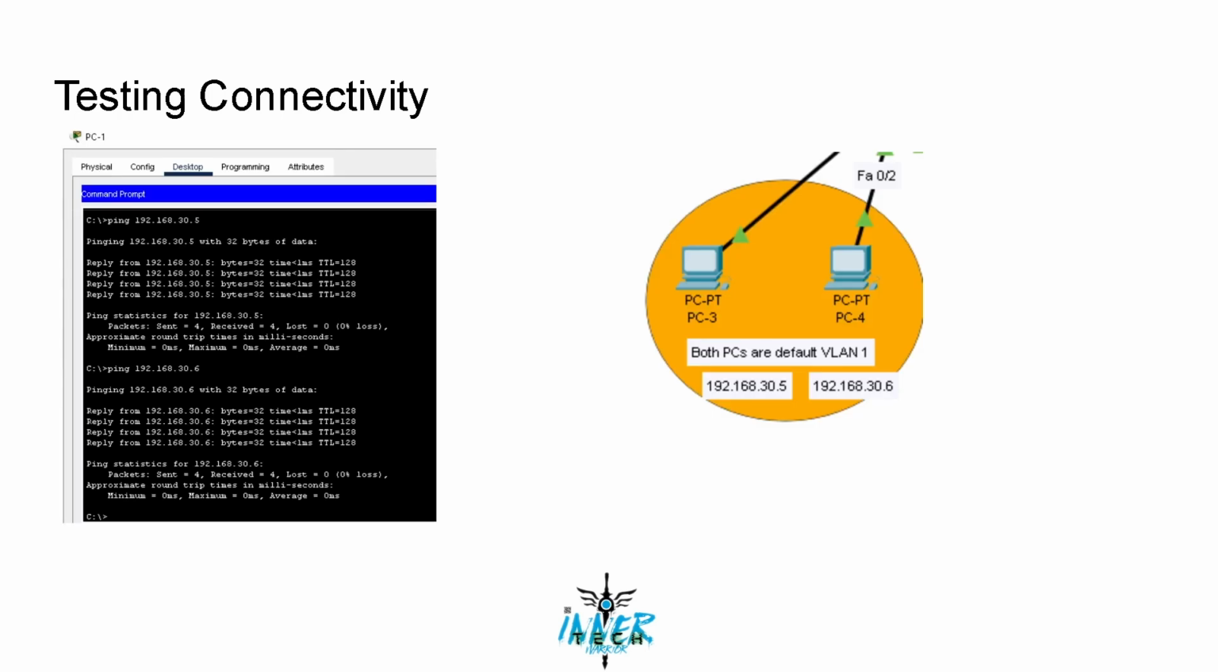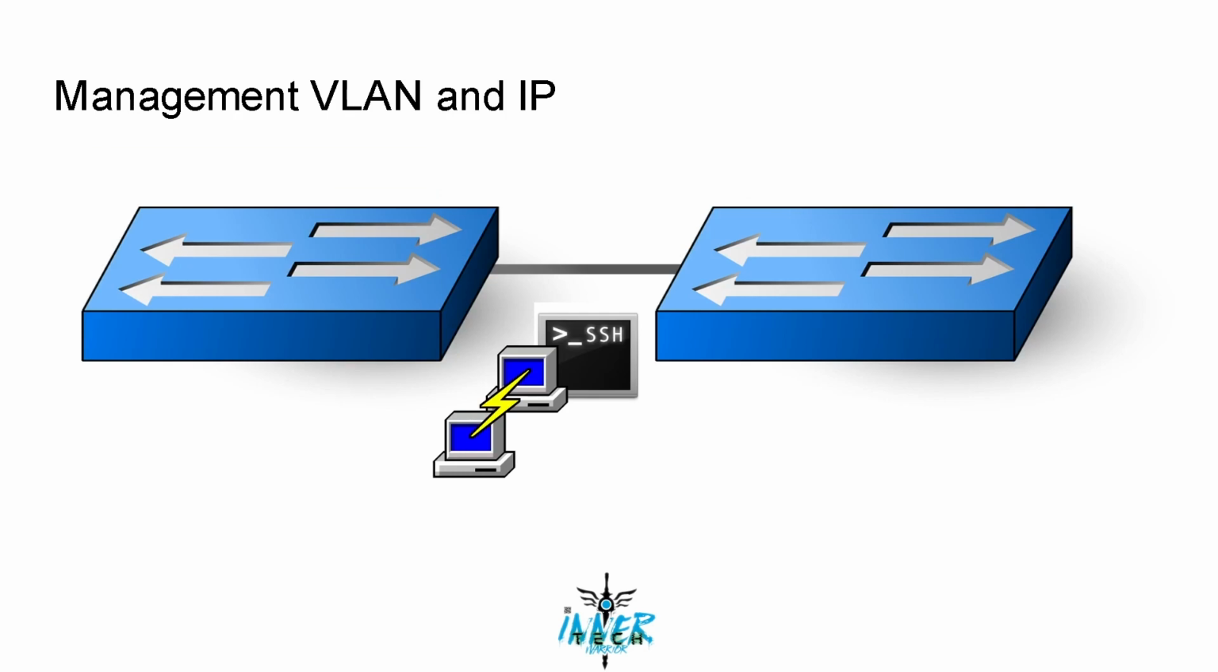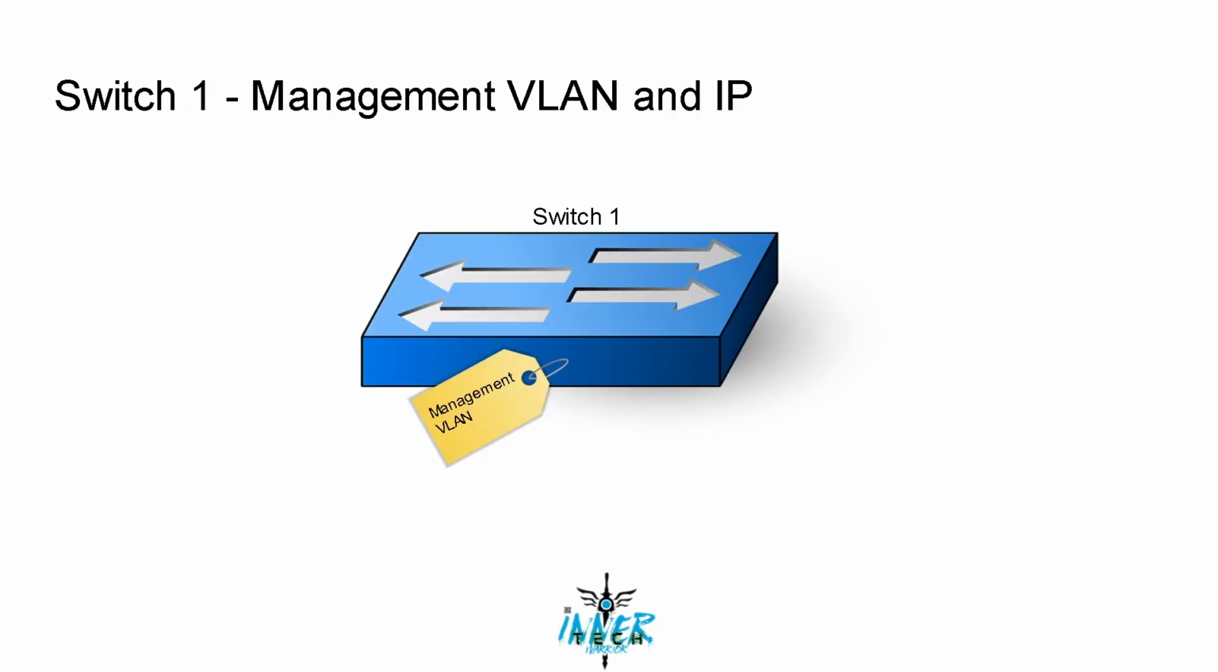Ping PC3 and PC4 from PC1 to see how they can now reach one another. Once that is complete, management has told us that they configured SSH for switch 1 and 2, but the switches need a management VLAN and IP so we can SSH to them from the IT VLAN. In order to do that, we first need to create the management VLANs on the switches. Let's start with switch 1.